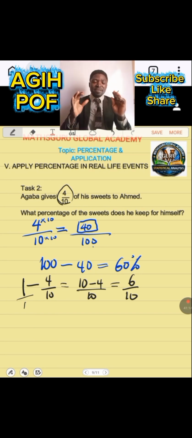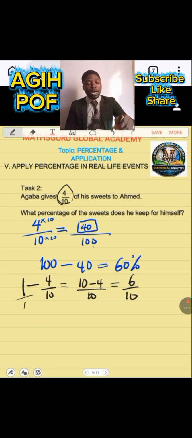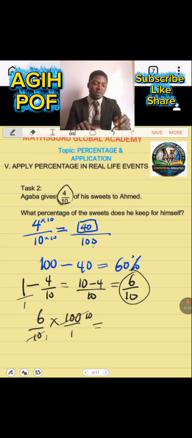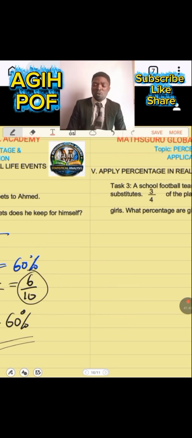This is the fraction left, or the fraction he keeps for himself. How do we convert this to percentage? Very simple. 6 over 10 times 100 over 1. 10 here, 1, 10 in 100. So 6 times 10 is equal to 60%. That is all.